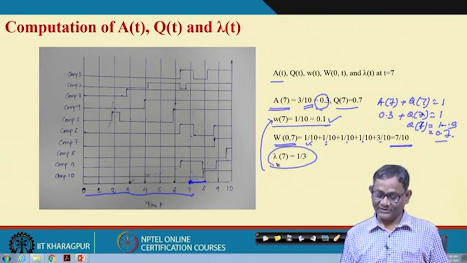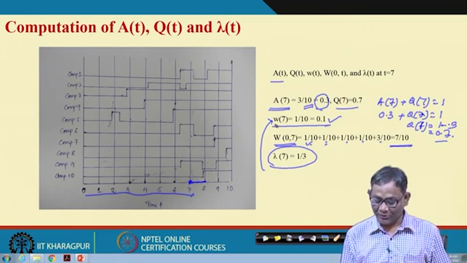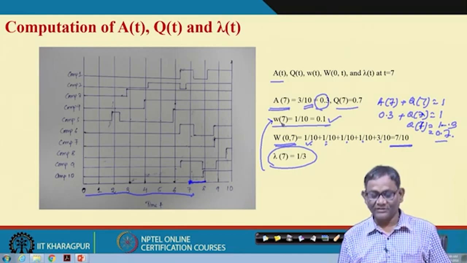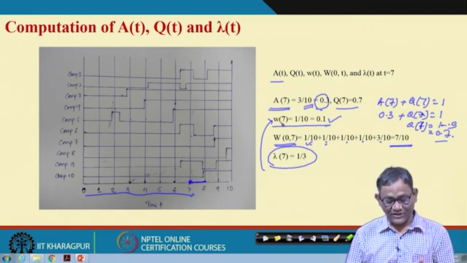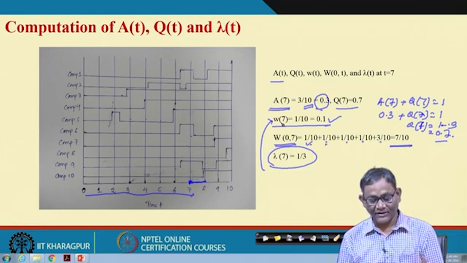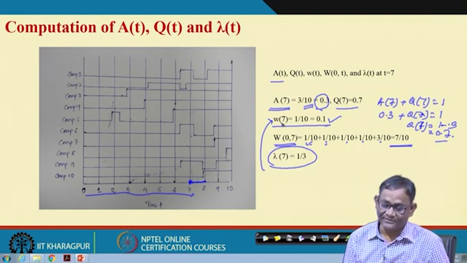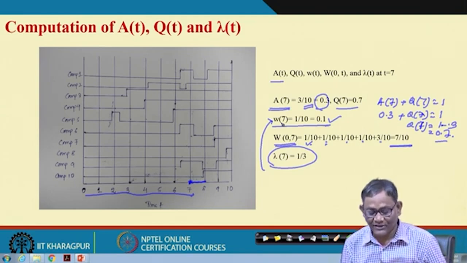And then comes the conditional part. Conditional part means it is a different population. When we are talking about unconditional failure intensities, we start with 10 components in this example. So, the population size is 10, and we found out that in between 7 and 8, one fails. That is why the unconditional failure intensity is 1 by 10 equal to 0.1.